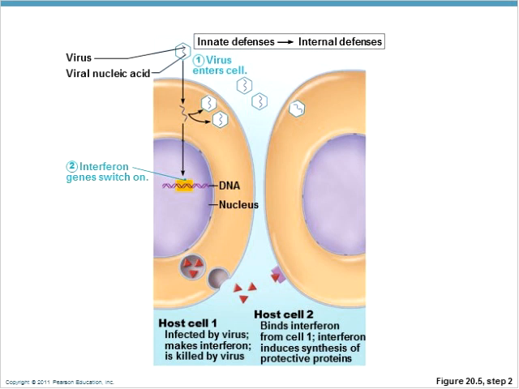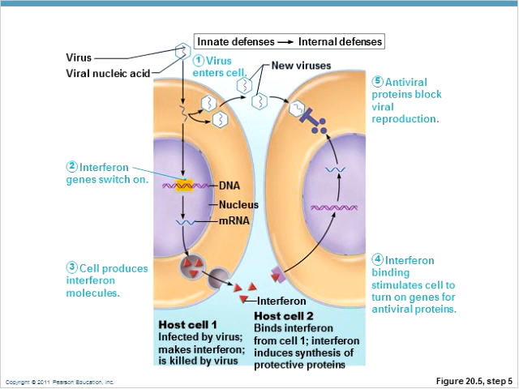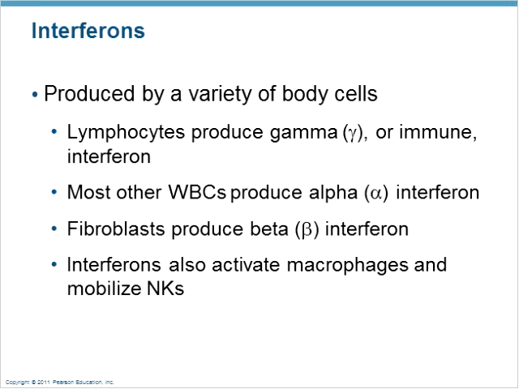You see the interferon genes here, they switch on the DNA, making that cell produce interferon. You see that as that happens, the cell produces those interferon molecules, which leave the cell. And finally, that interferon binding stimulates cells to turn on genes for antiviral proteins. So it causes the other cells to do what they're supposed to do and has some protection. Again, it's not a great system. And finally, antiviral proteins block the viral reproduction, and this is the last step.